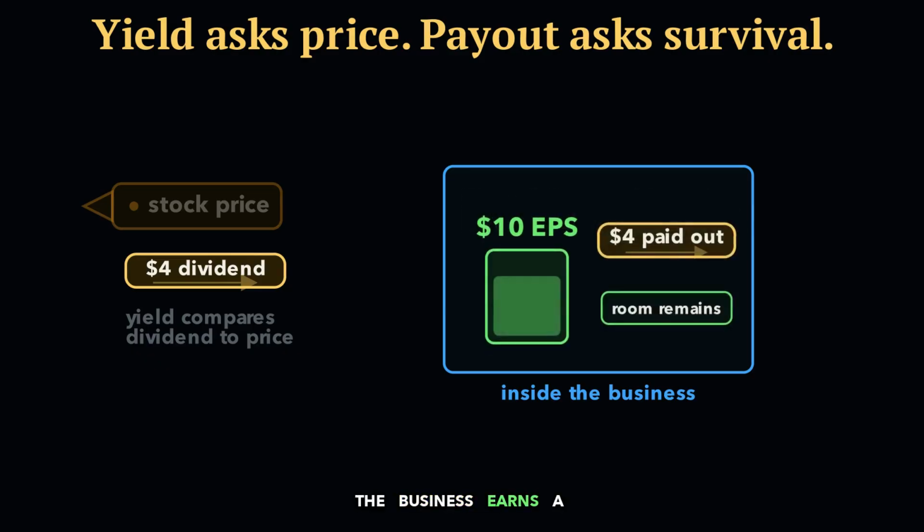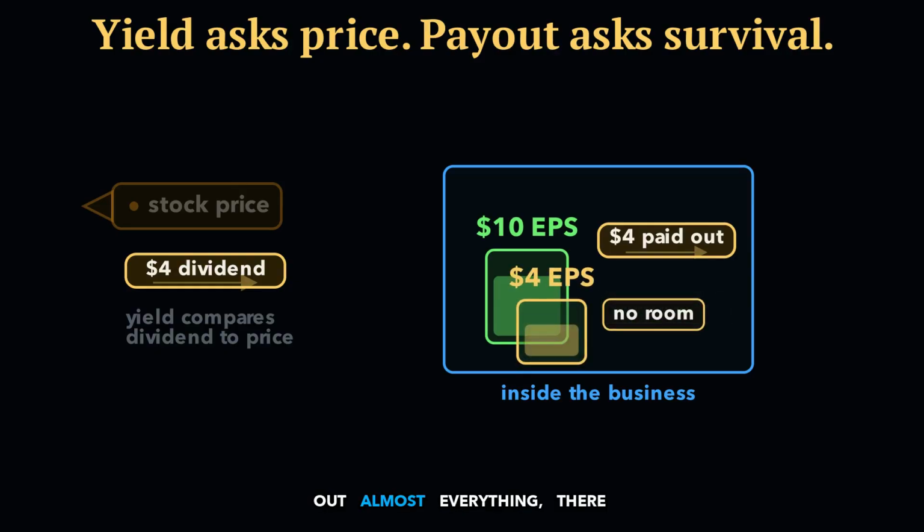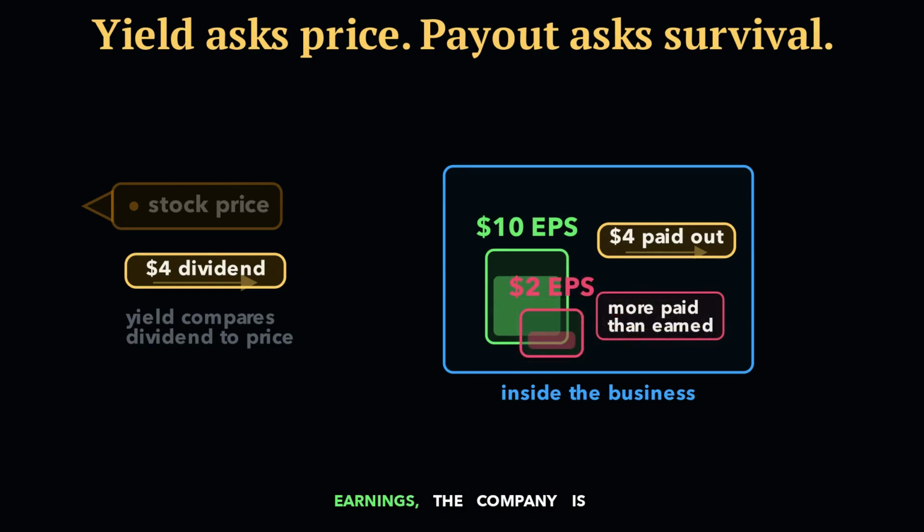If the business earns a lot and pays out a little, there is room. If the business earns a little and pays out almost everything, there is no room. And if the dividend is bigger than the earnings, the company is paying out more than it made. That can happen for a while. It cannot be the plan forever.